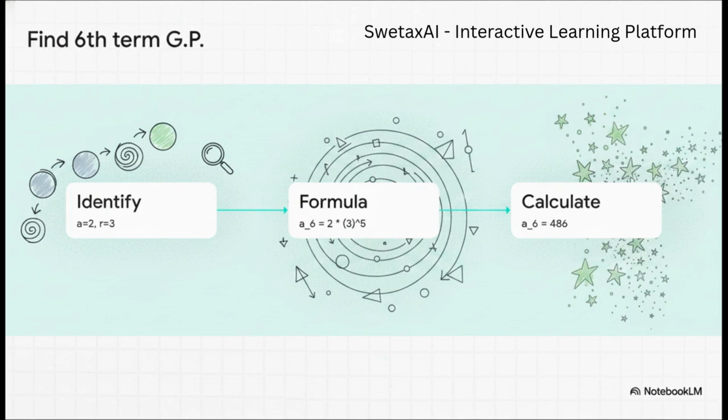To really grasp how ridiculously fast a GP scales, let's just find the 6th term of the sequence 2, 6, 18, 54. Step 1, identify the first term. a equals 2. Our constant ratio r is 3, because 6 divided by 2 is 3. Step 2, plug it into the formula. The 6th term is 2 times 3 to the power of 5. Step 3, well, 3 to the 5th power is 243. Multiply that by 2, and you get 486. See that? By just the 6th step, these numbers are getting massive.